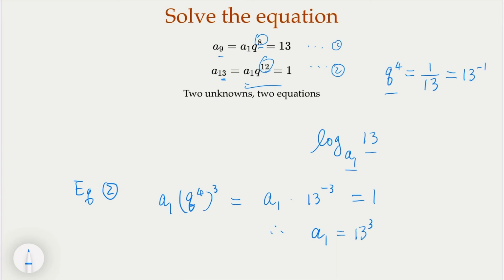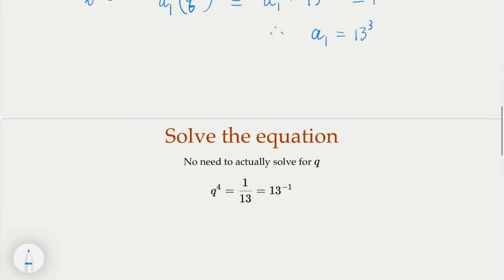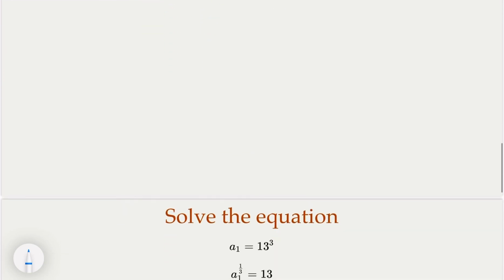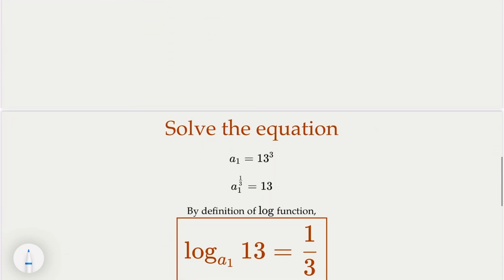Again, you don't have to calculate what 13 times 13 times 13 is. You don't have to. Why? Because we are dealing with logarithm. And so let's try that. By the definition of logarithm, we need to recall what the definition of logarithm is. Okay, so let's recap what we have so far. We have this one from the two equations, and then you plug into the second equation here, you get this one.